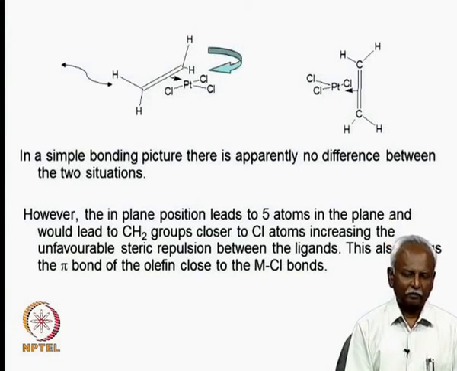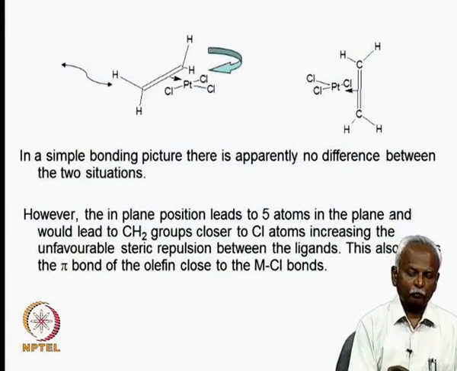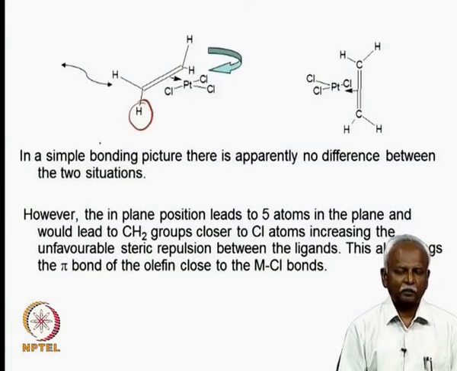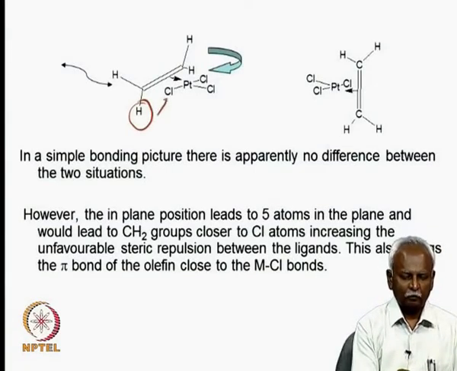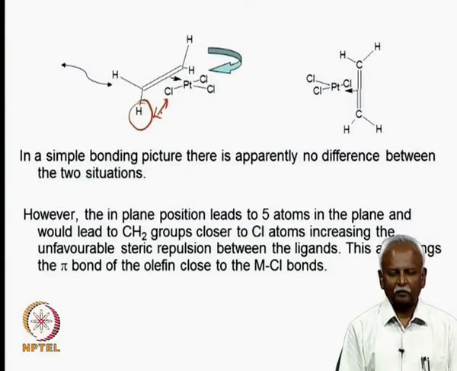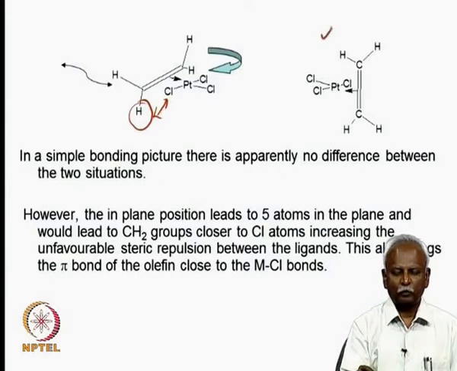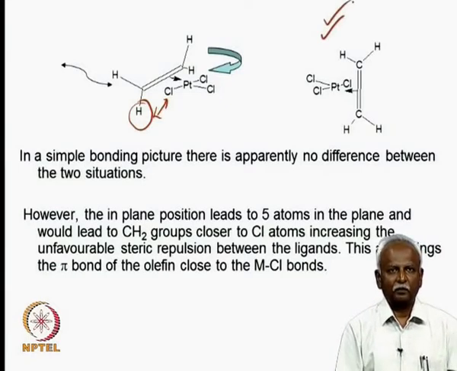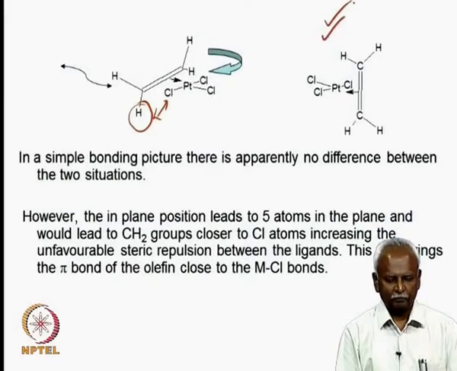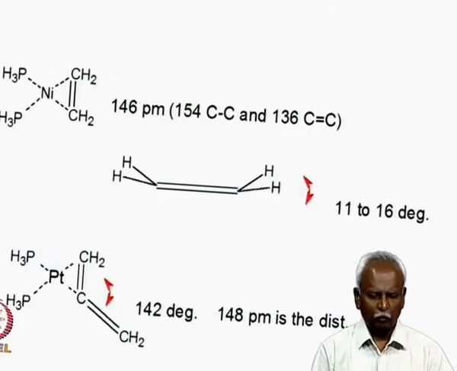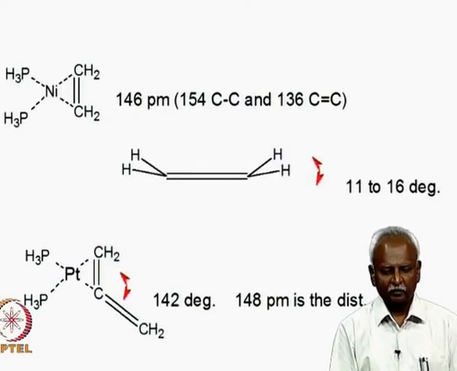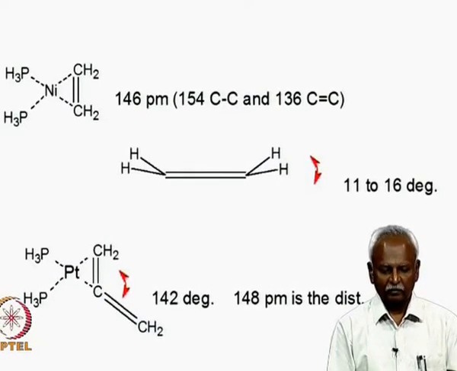In general, it is more important when you have a bulky group in this position, then it interacts with the chlorine significantly, but even with an ethylene, the molecule prefers this orientation much better, and so that is the more stable crystallographically characterized system. So, let us move on. Let us take a look at a few of the characteristics that are significant.